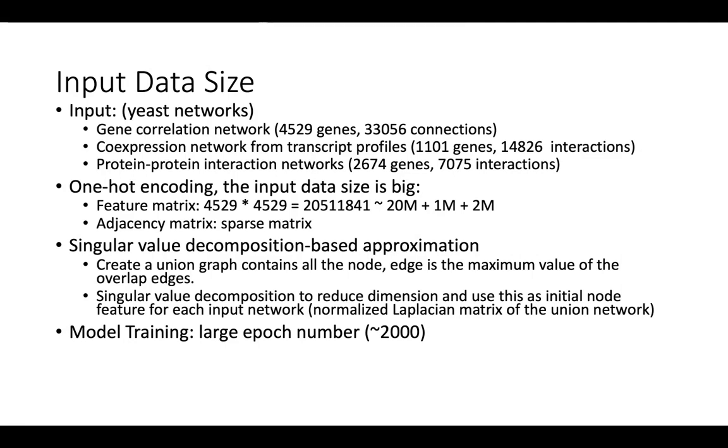But still, that's the trainable data, taking them to these spaces. So they're actually using another method called singular value decomposition to get the normalized lambda max matrix of the union networks. Right here, they're using the union graph to contain all the nodes, and the edge will be the maximum edge of the overlapping edges, to have one combined union graph. And then they use the singular value decomposition method to reduce the feature size of the union graph, and then use this graph as the input for each node network.